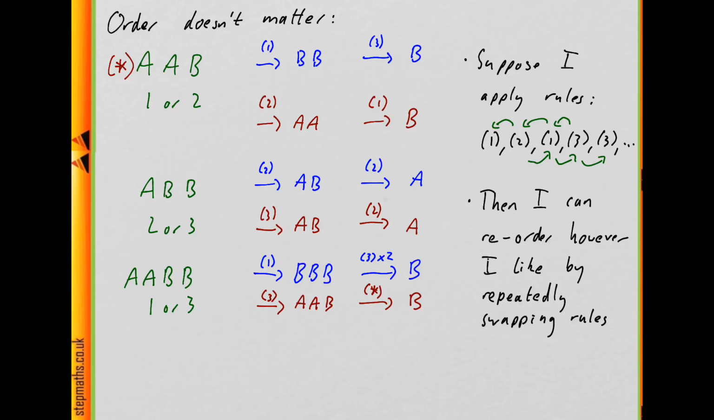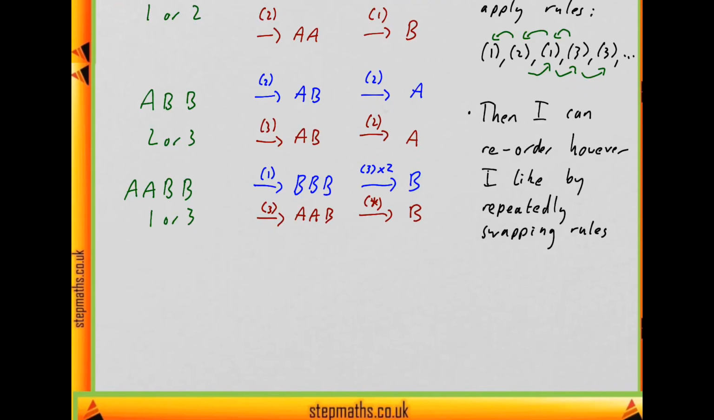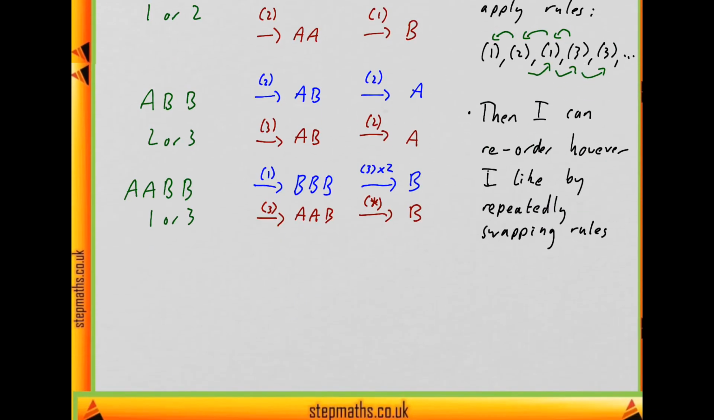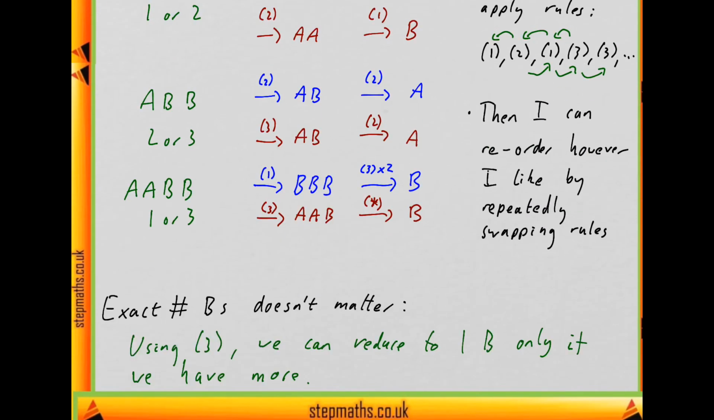And the numbers are all that matters. So one other thing we might notice is if we have more than one B, we can just keep applying this rule, and eventually we'll just have one. So if we have three B's, then we use this rule, we have two B's, we apply this rule, and we have just one B left. So the exact number of B's isn't really going to make a difference, because if we have more than one, we can always reduce it to 1.